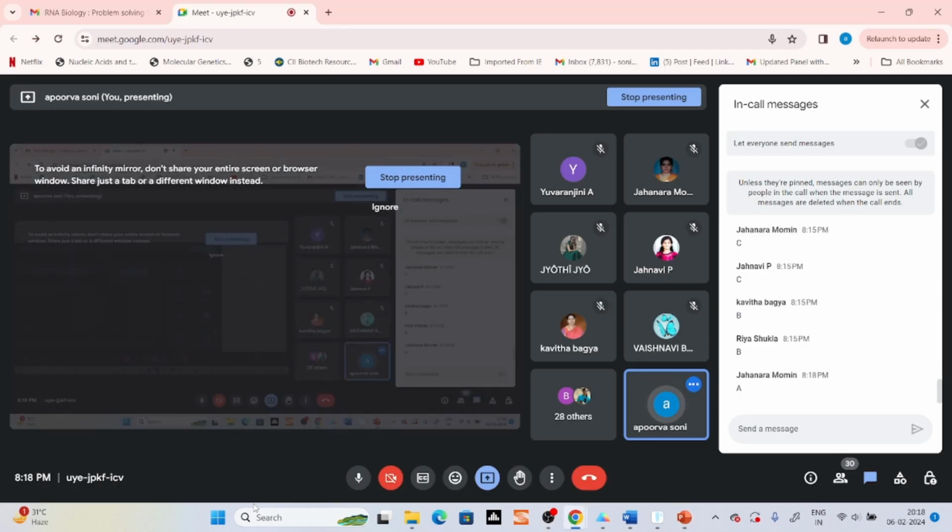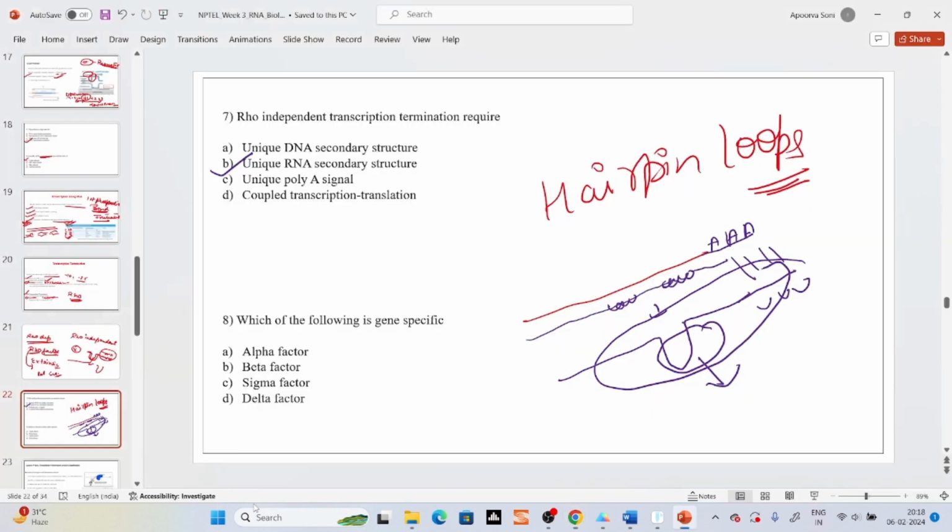Okay, so Jahanara has said A. Any other option? Tejaswini, A. Anuya, A. Okay. Good. I want more participation from the students. No more participation? Trishala, A. Okay. Good. Bhavya, A. Fine. Okay. So the answer is A. A is the correct answer.